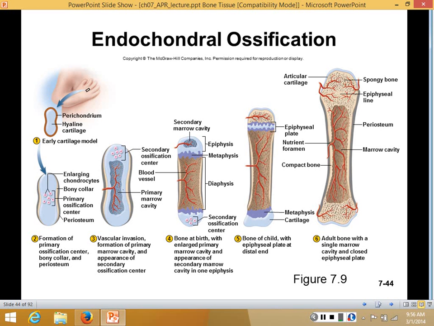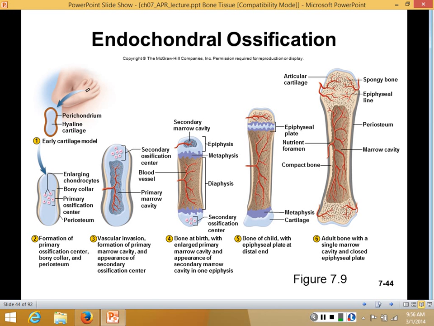Chondrocyte enlargement and death occur in the epiphysis model as well, creating a secondary ossification center. In the metacarpal bone, as illustrated in Figure 7-9, this occurs in only one epiphysis. In longer bones of the arms, forearms, legs, and thighs, it occurs at both ends. What's your name? Amber. Amber.